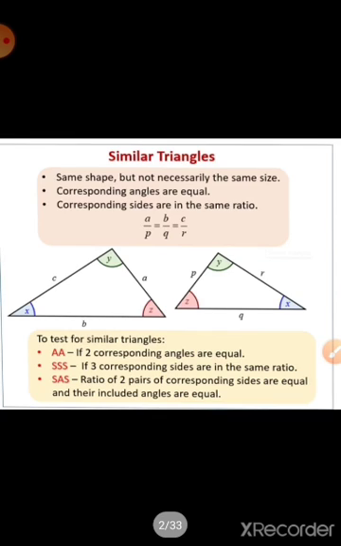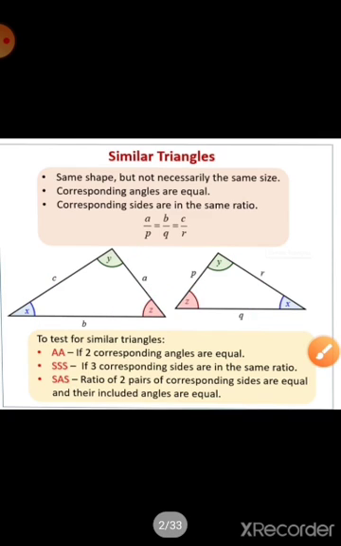In the similar triangles the corresponding angles are equal and the corresponding sides are in the same ratio. So here if you observe the corresponding angles are equal, x and x', y and y', z and z', and the ratios of corresponding sides a by p is equal to b by q is equal to c by r. So we can say that these two triangles are similar.